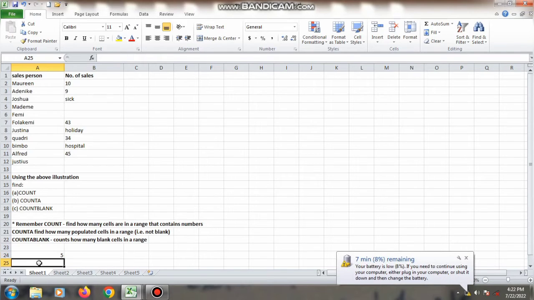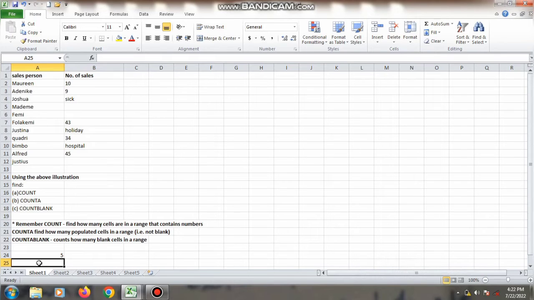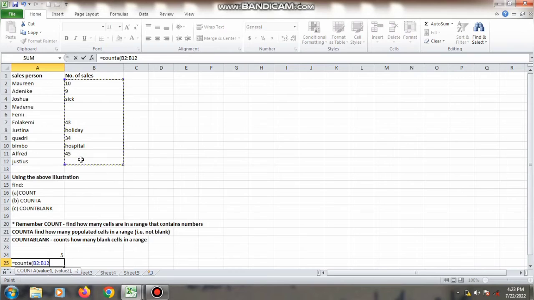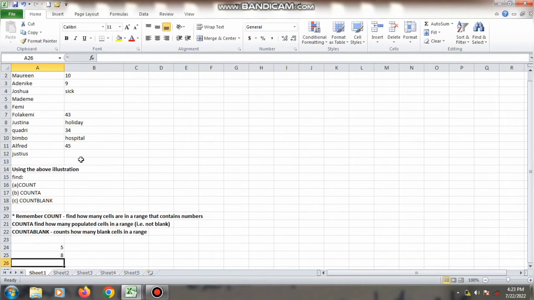Now my question number B says, COUNTA. What is the meaning of COUNTA? I have told you here that COUNTA finds how many populated cells are in a range. That means not blank. Any cell that is not blank, either it is a letter, a word, or a number, but it is not blank. Equals COUNTA. Use your cell range to do it. What happened? 8. Let's count. 1, 2, 3, 4, 5, 6, 7, 8. So 8 of our cells are populated with either a number or text.